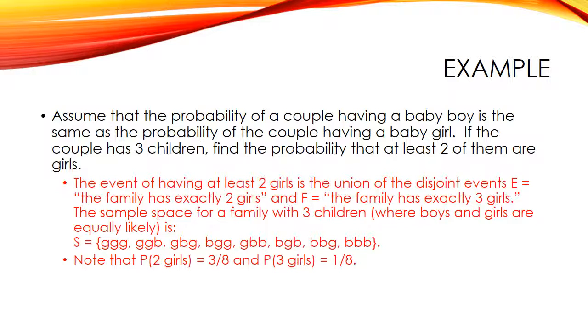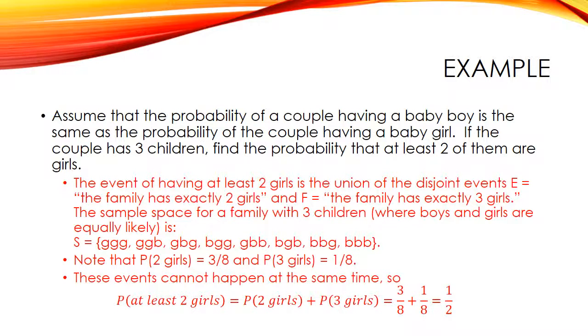The probability of 2 girls, there's 3 of those out of 8. And the probability of having 3 girls is 1 out of 8. So adding those together, 3 eighths plus 1 eighth gives us 4 eighths, which is 1/2.